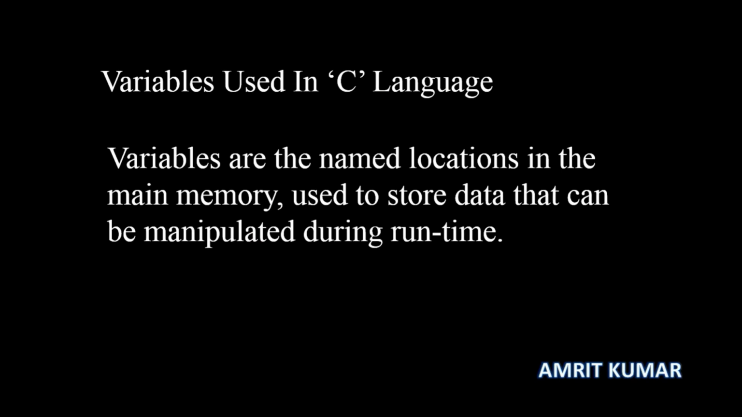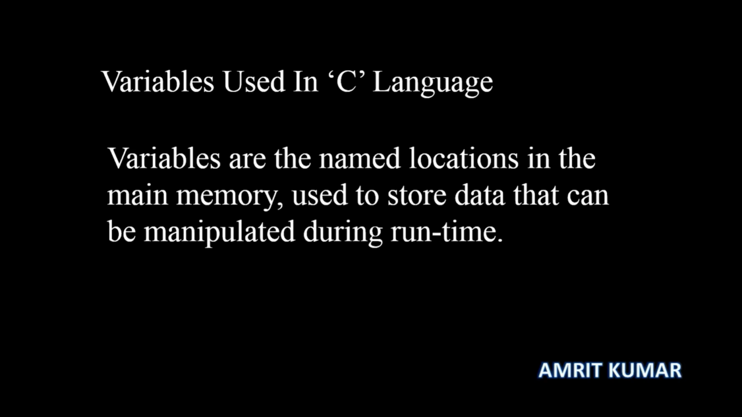So variables are the named locations in the main memory. Now what is the main memory? That will be the RAM. Used to store the data. Why do we create variables? The question arises. The answer is so simple: it is used to store the data, therefore we have created this. That can be manipulated during runtime.